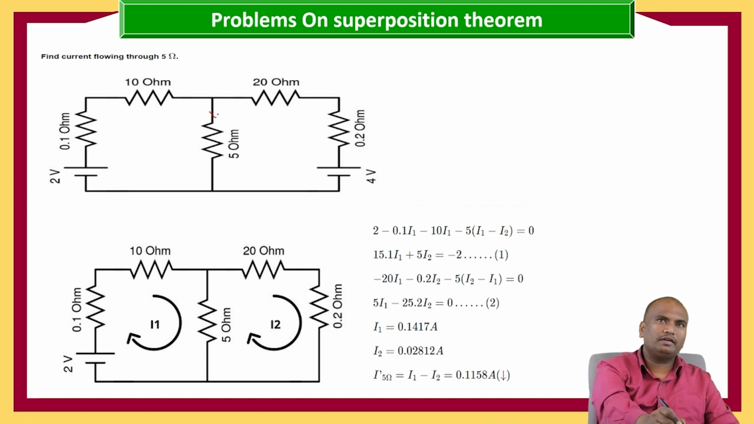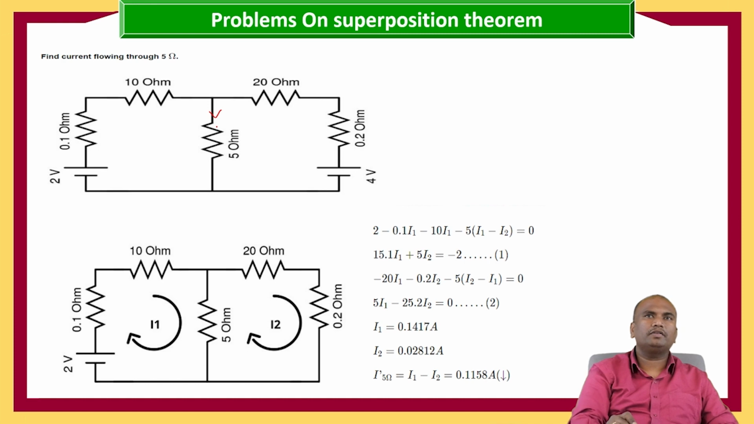Now find the current flowing through 5 ohms. Here we need to calculate the current flowing through 5 ohms. For that, first we make the 4 volt source a short circuit. When the 4 volt source is short circuited, our circuit will be like this, and we are going to apply mesh analysis by considering I1 and I2 as the currents.